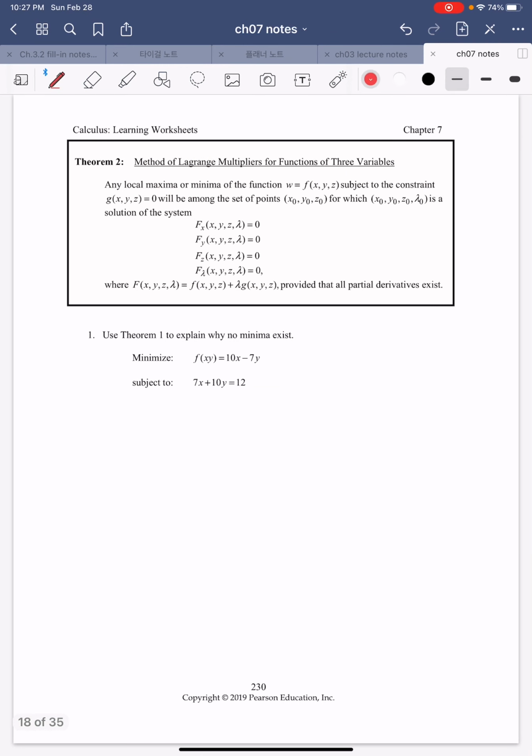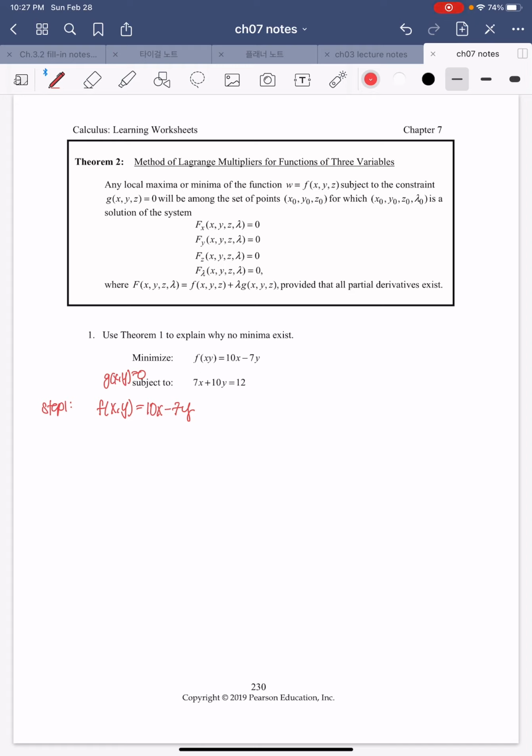So step 1, I have f of x comma y as 10x minus 7y. And then we are going to subject it to my g function of x, y, and set that equal to each other.